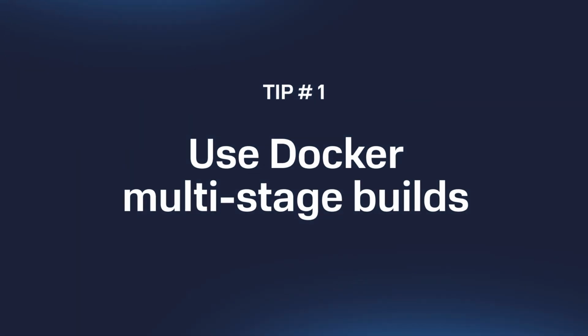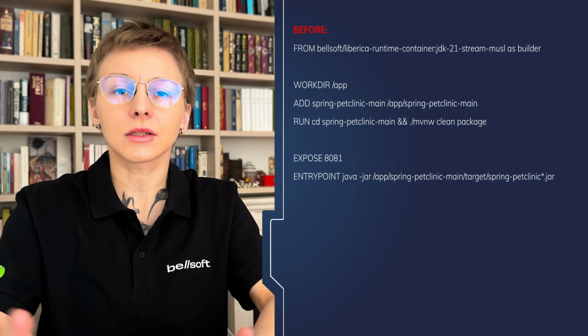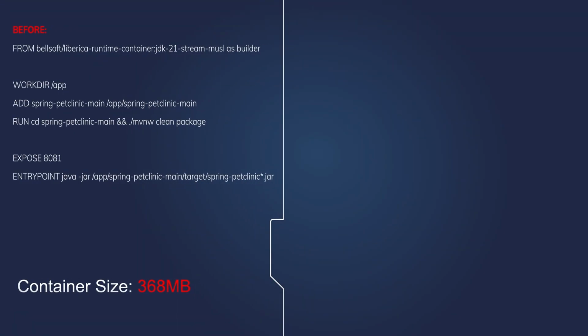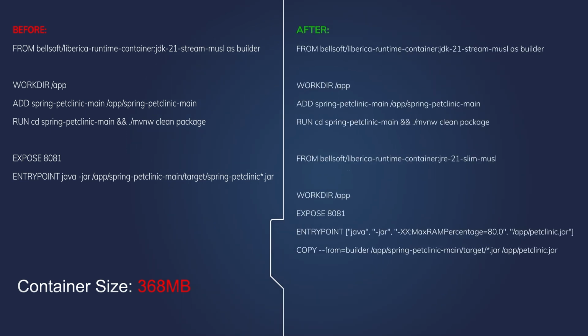Tip number 1. Use Docker multi-stage builds. Each command in a Docker file creates a new layer. If all of these layers are added to the final image, it can get bloated. To keep your final images clean, you can use Docker multi-stage builds. They enable you to use several from statements in a Docker file.